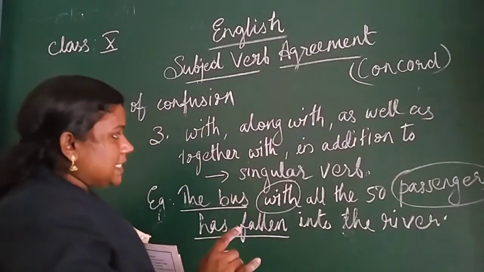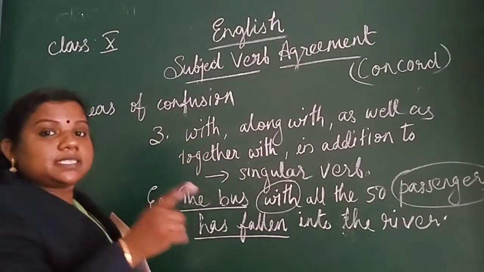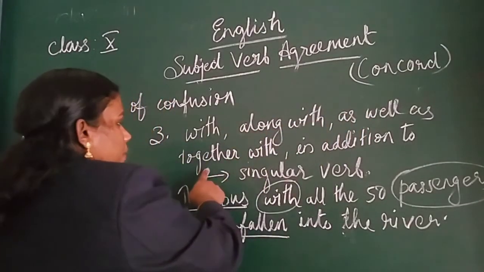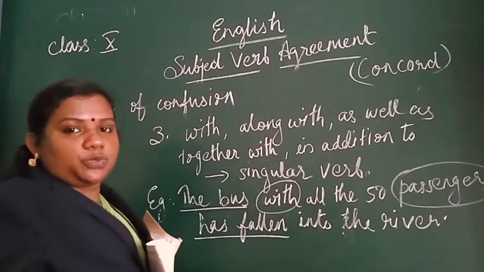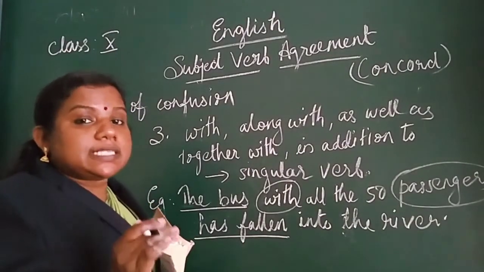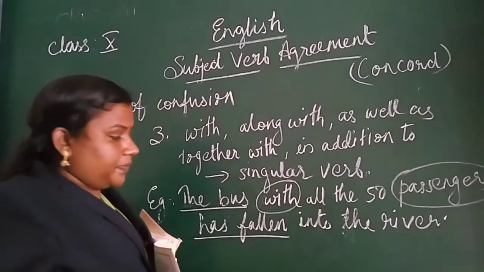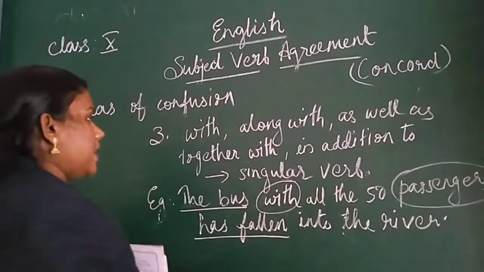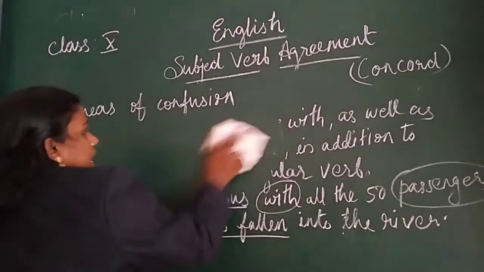So in one sentence, along with this noun form, with, along with, as well as, together with, in addition to, if these words are there, we will use a singular verb. Clear, students? So it is very important. One question will be there for the SSLC examination.